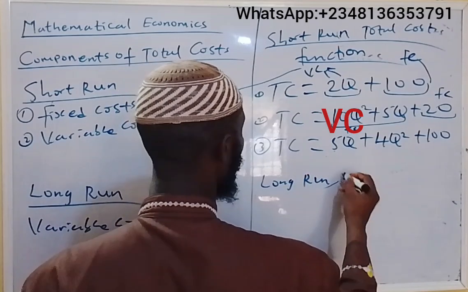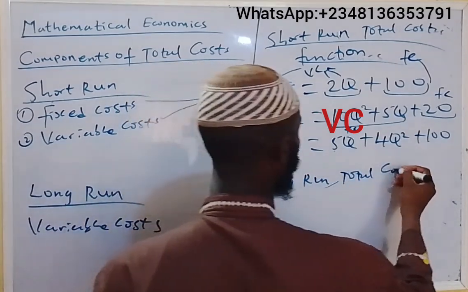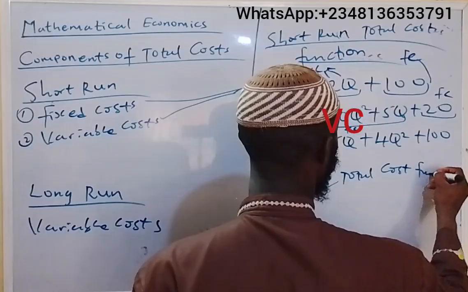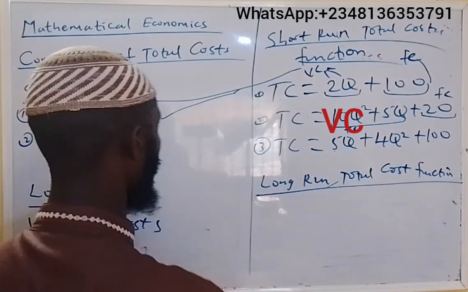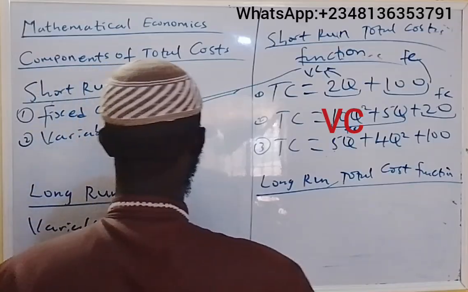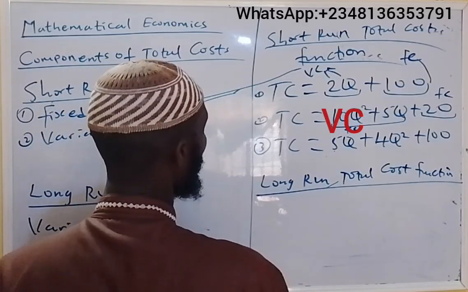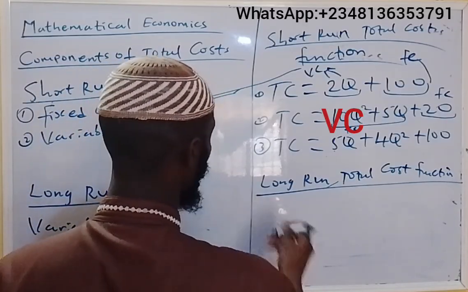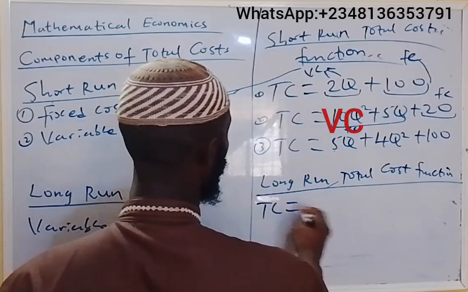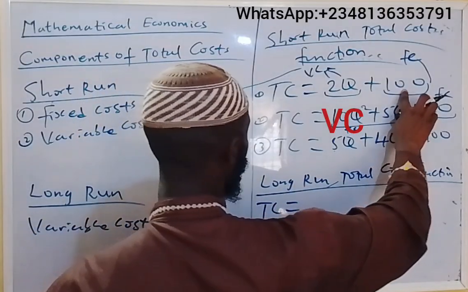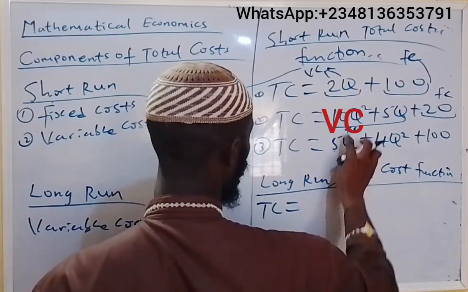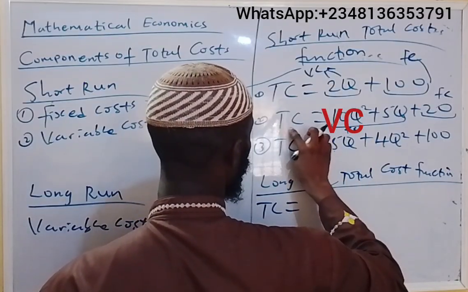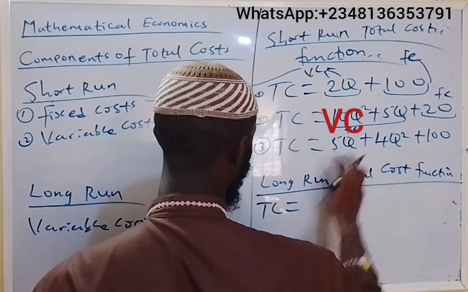But for the long run total cost function, because all costs are variable, your total cost will always equal total variable cost. So TC equals, you won't have that constant part which is the fixed cost component. All the costs are going to depend on Q.